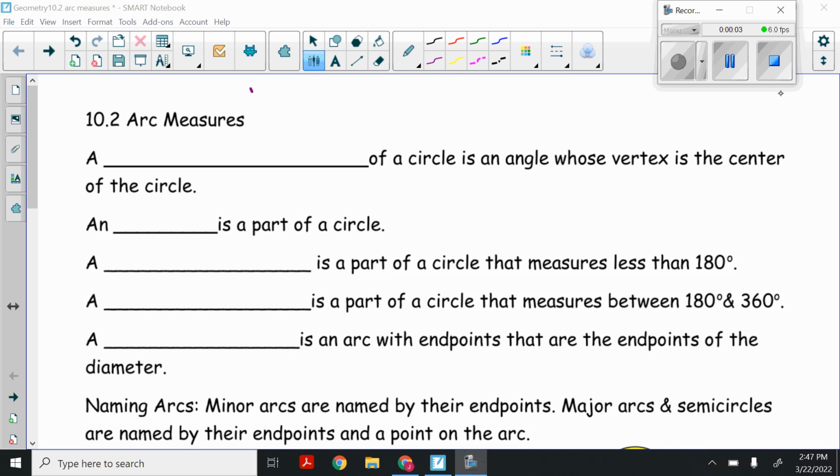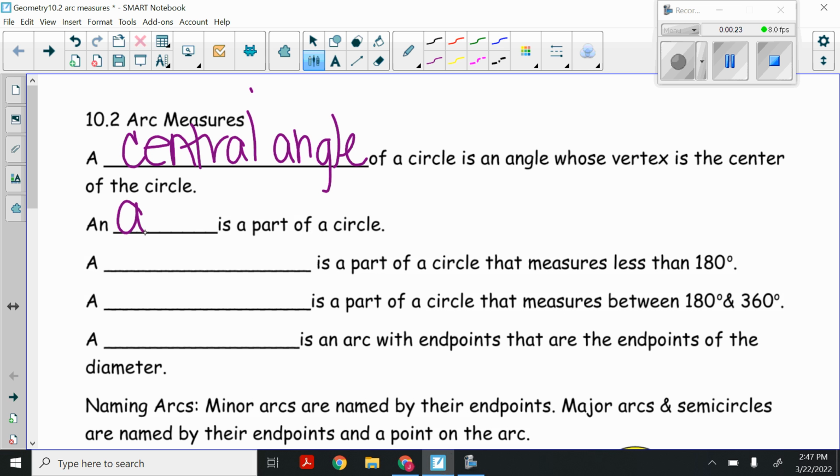Right, today in geometry, we are looking at section 10.2, which is all about arc measures. So we're going to start out with some vocabulary. So first, a central angle. A central angle of a circle is an angle whose vertex is the center of the circle.